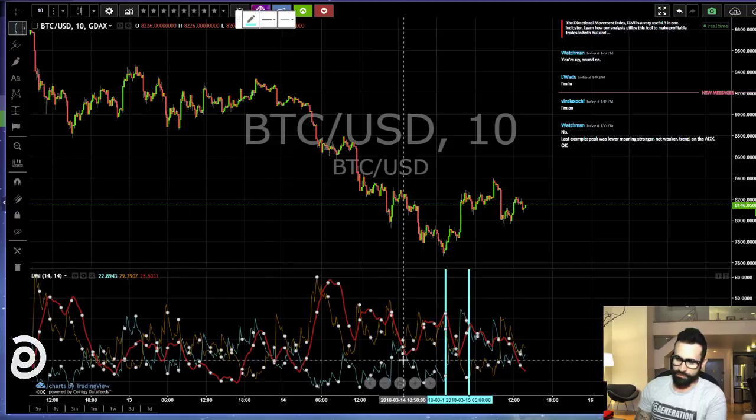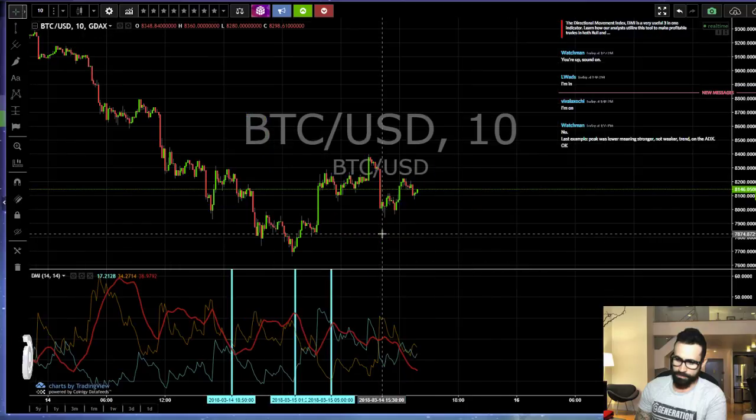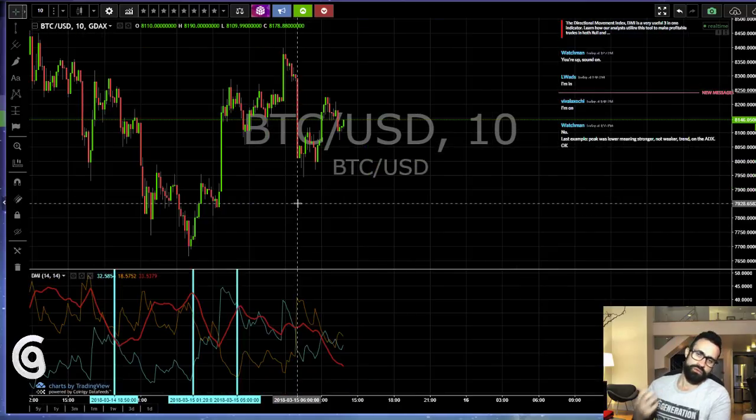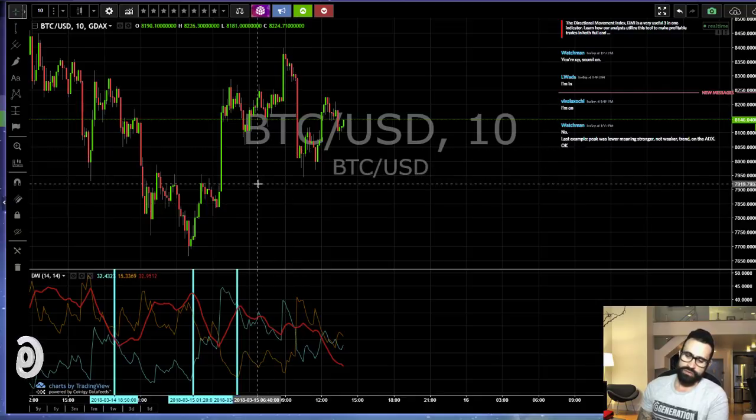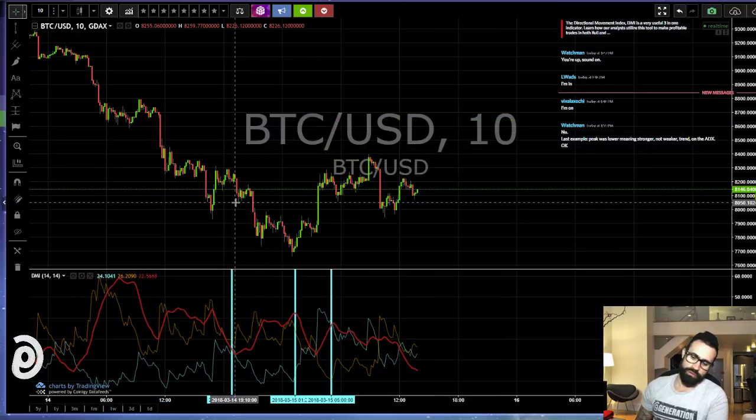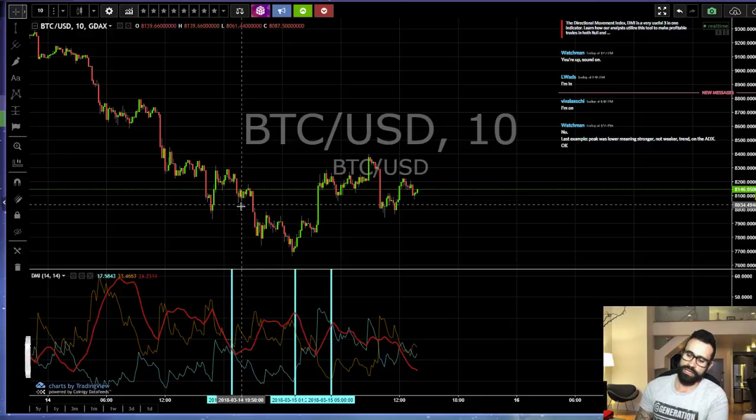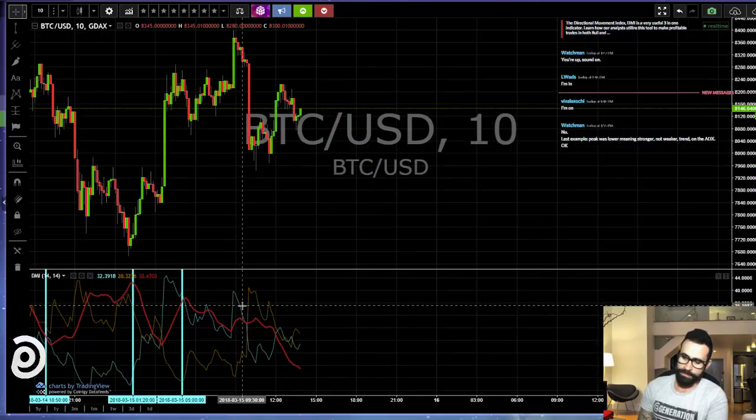Here's a trough. Now, when a token is in range, the ADX is not going to be very relevant. It's really going to be relevant whenever we're in a breakout, whether we're going up or we're headed down. Whenever a chart is range trading, the ADX is not very relevant.